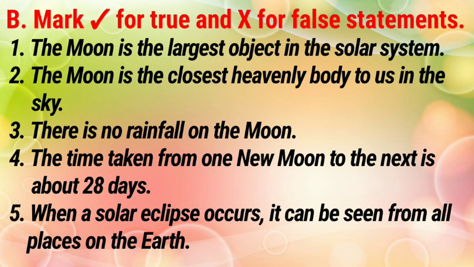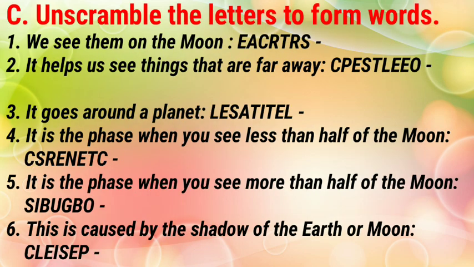B. Mark tick for true and cross for false statements. 1. The moon is the largest object in the solar system. Cross. 2. The moon is the closest heavenly body to us in the sky. Tick. 3. There is no rainfall on the moon. Tick. 4. The time taken from one new moon to the next is about 28 days. Tick. 5. When a solar eclipse occurs, it can be seen from all places on the earth. Cross.